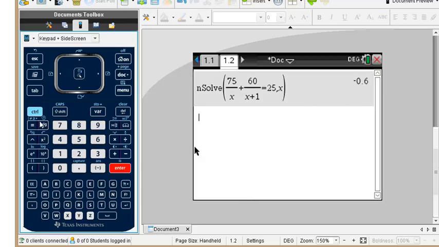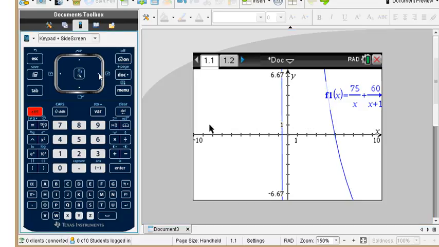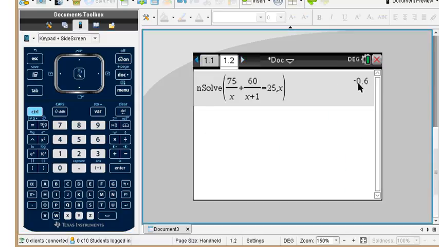Now remember when we graphed earlier, we got this solution over here, and that's going to be that negative 0.6. So the limitation with numerical solve is that you can only get one of the two solutions. And it's going to happen to be the one that's not correct here.